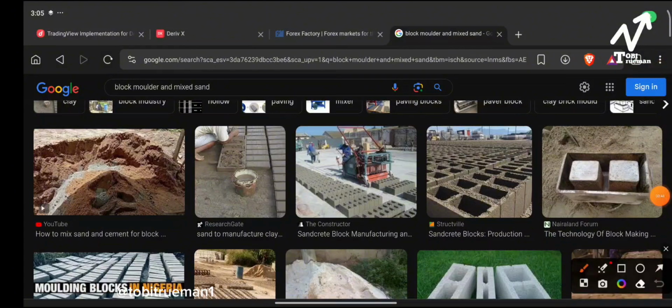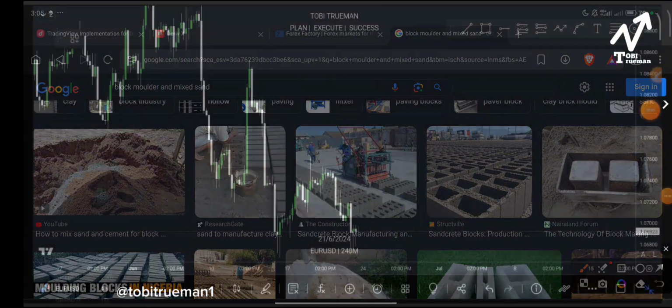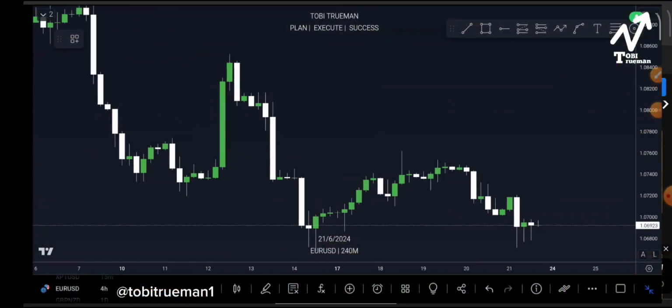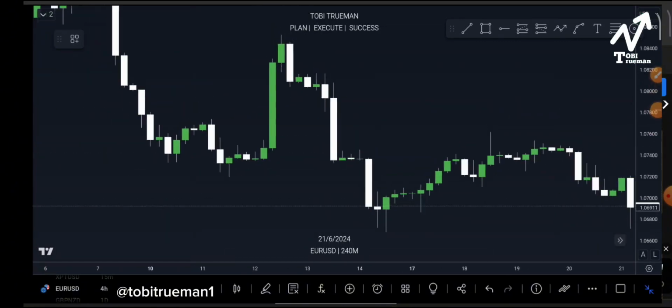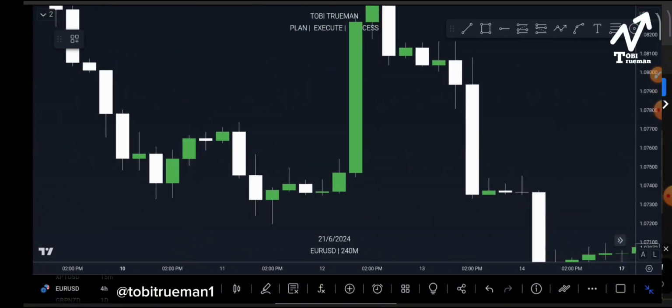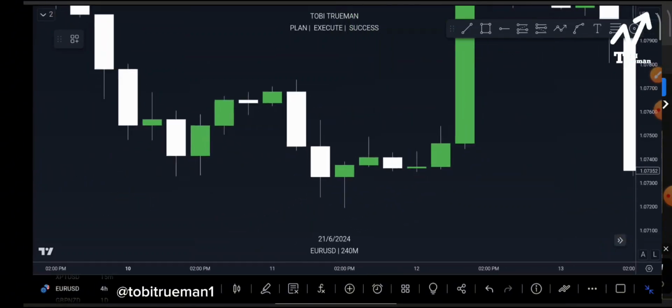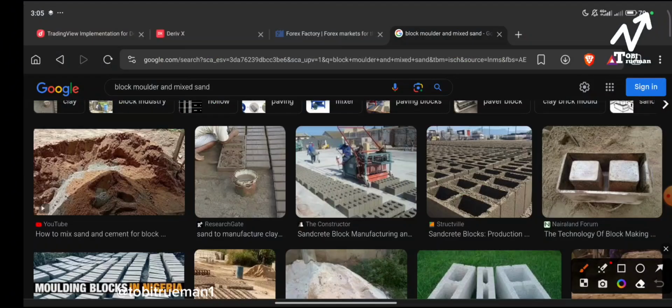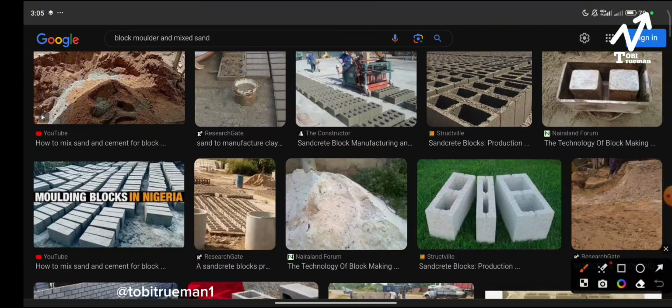Trading with different candlesticks, buying candlesticks, selling candlesticks, is like when you want to have a block, a building block. From the search I've done here on Google, you can see these are blocks. All these things are blocks that are going to be used to build a house and for any other purpose.